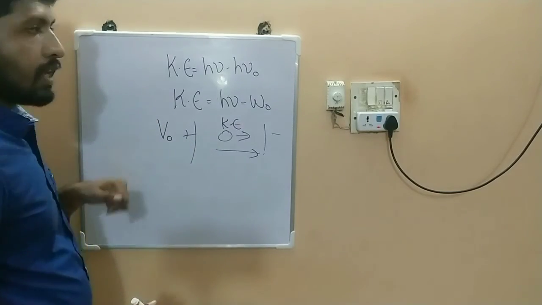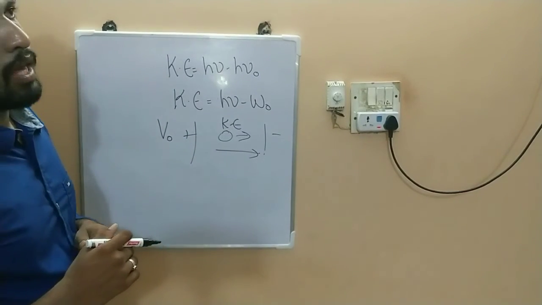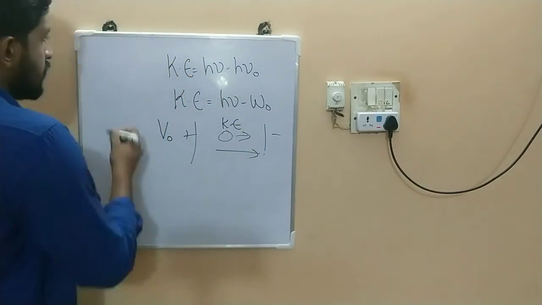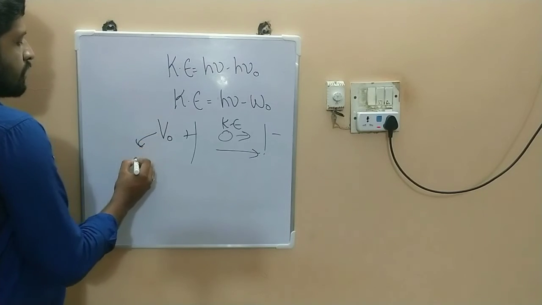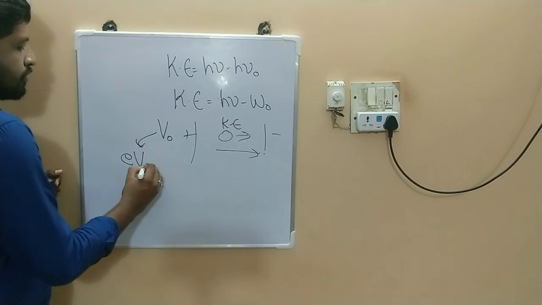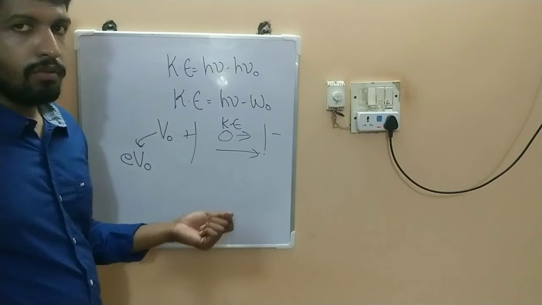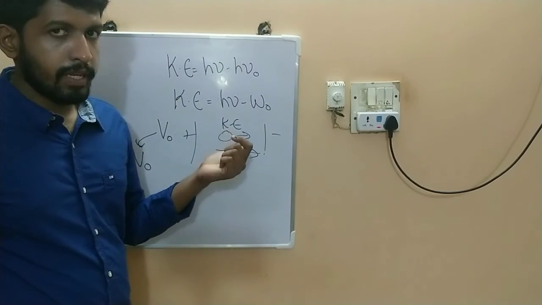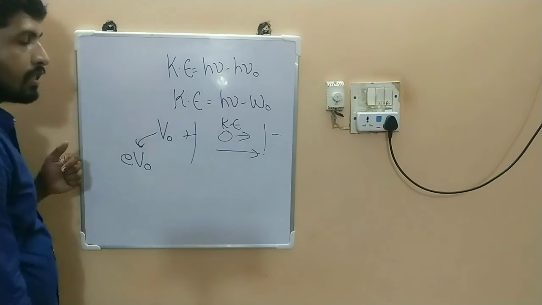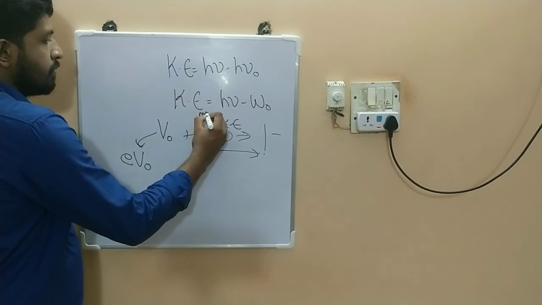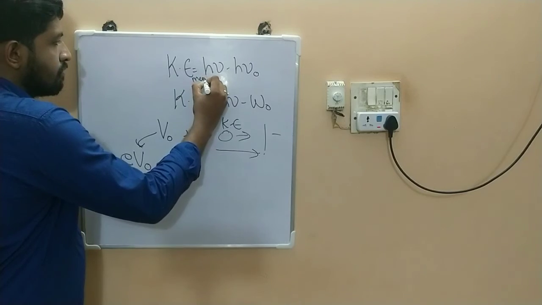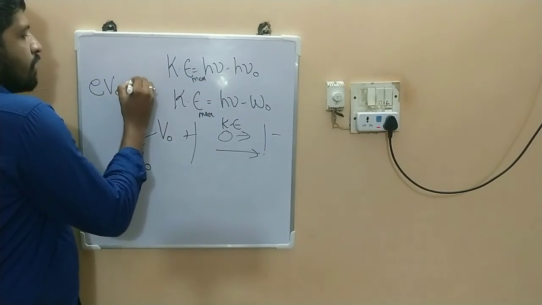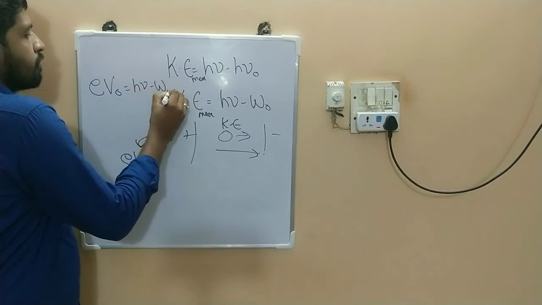So we can say that when we apply a cutoff potential of V0, the work done by the cutoff potential on the electron, which is e into V0, will be equal to the maximum kinetic energy possessed by that electron. So this is the maximum kinetic energy. So eV0 is equal to h nu minus W0.